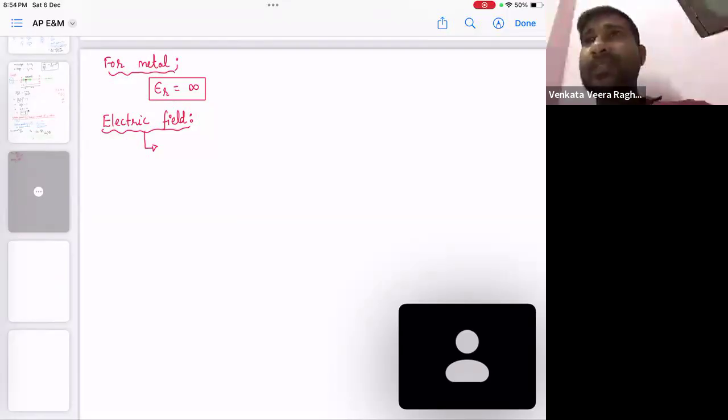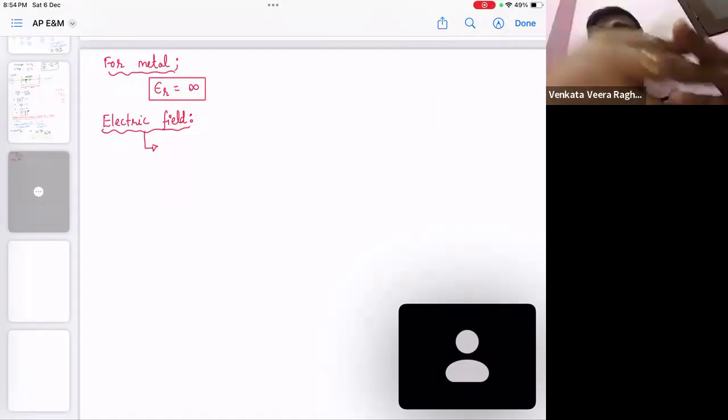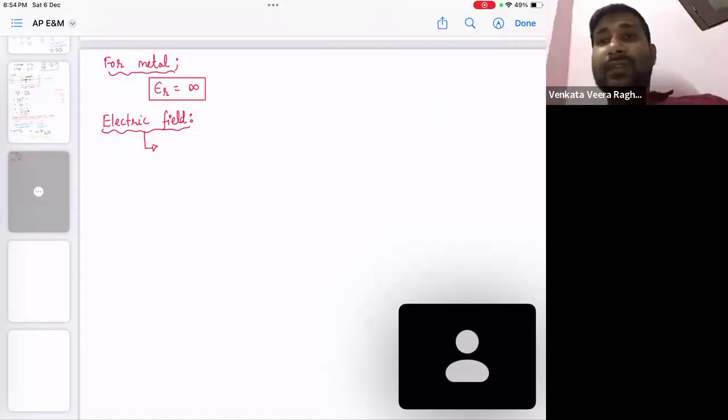What is the gravitational field of Earth? Earth has created its gravitational field, right? The moment any particle enters the Earth's gravitational field, the particle will start experiencing the gravitational force. Understood? So, like that, a charged particle also creates the field in its surrounding. Okay. So, what is electric field?